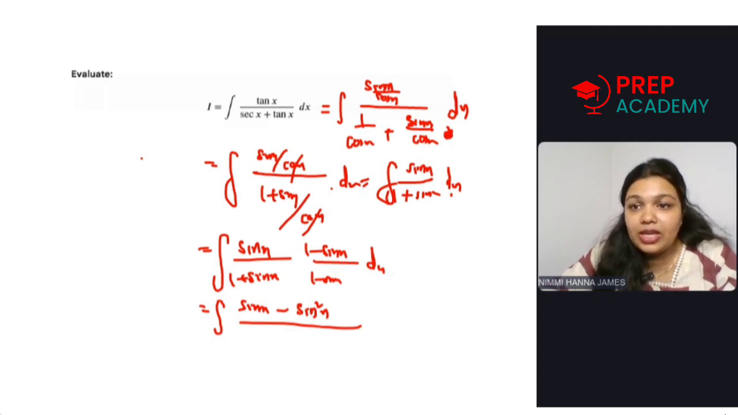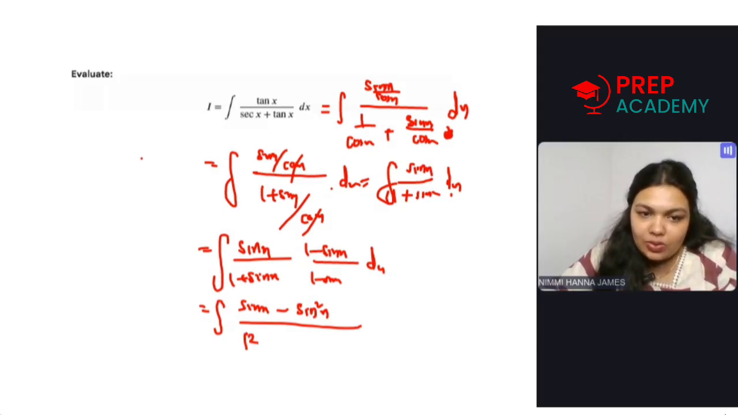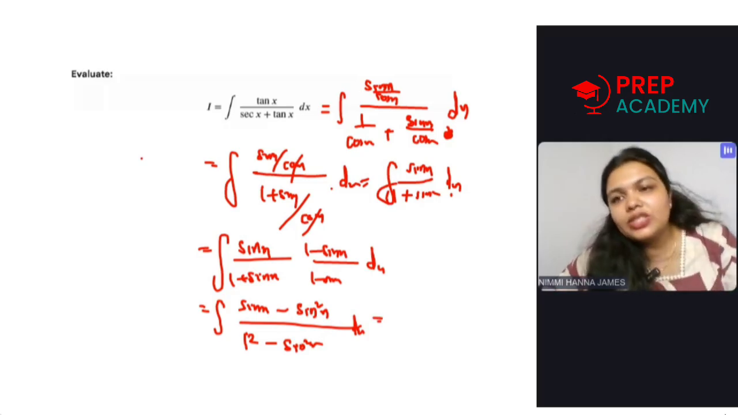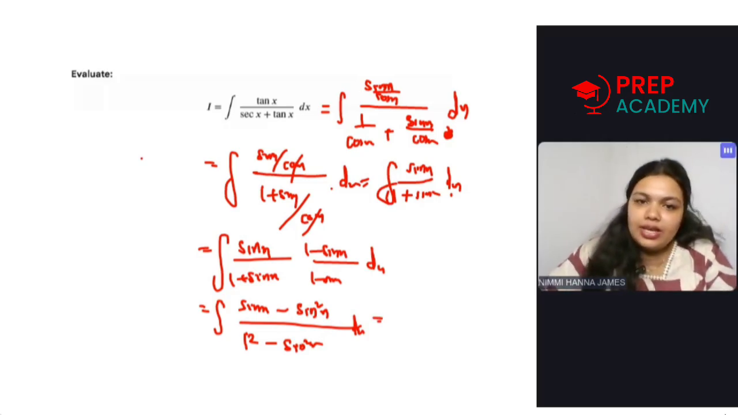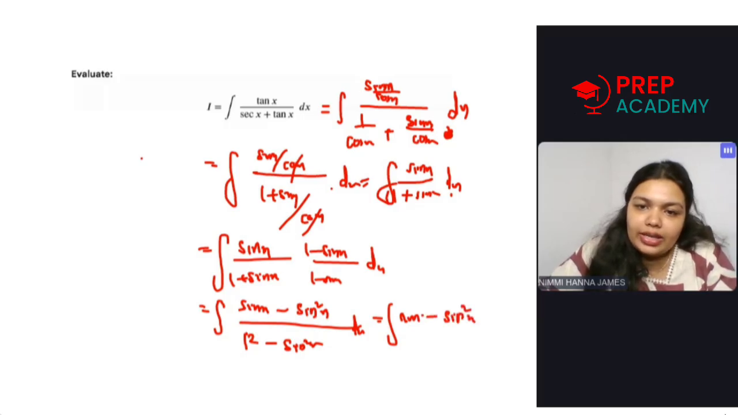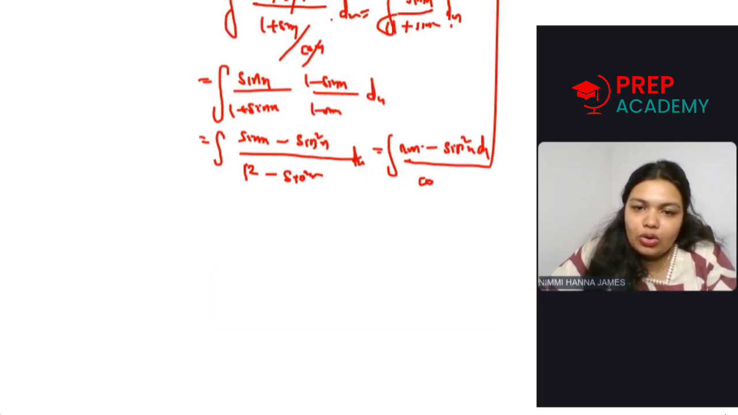This is of the form a plus b into a minus b, it is a square minus b square. So that is 1 square minus sin square x dx. Okay, so 1 minus sine square x is cos square x. So it is sin x minus sine square x dx by cos square x.